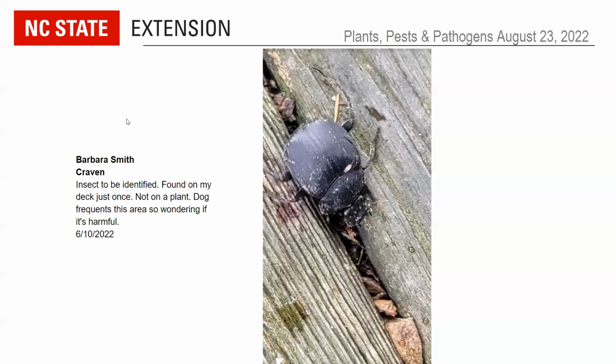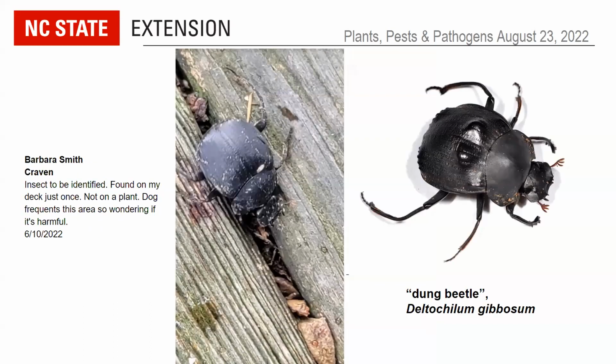Okay, from Barbara Smith in Craven County, insect to be identified. Found on my deck just once, not on a plant. Dog frequents this area, so wondering if it's harmful. So I'm excited to see this because this is a fairly rare insect as far as I'm concerned, and it is not harmful. This is a dung beetle, although this species is interesting.